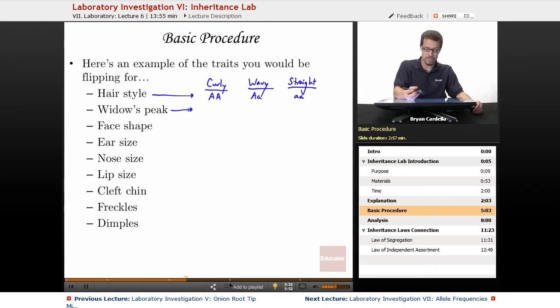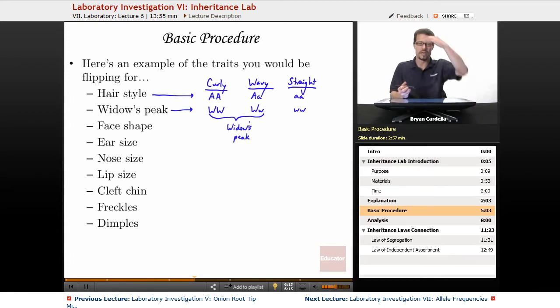Here's a case where you don't have that, like with widow's peak. Let me use W's for this particular one. So you can get big W, that's homozygous dominant. You get heterozygous, and you can get homozygous recessive. Turns out that both of these equal a widow's peak, having that particular trait.